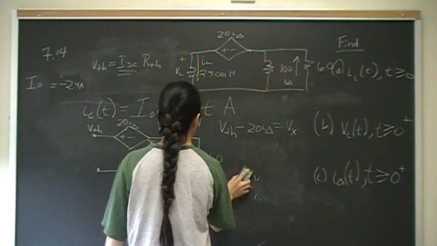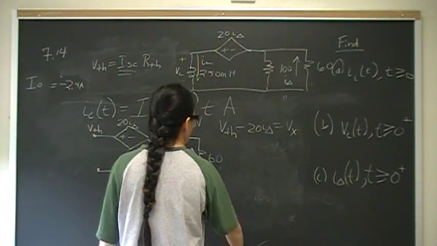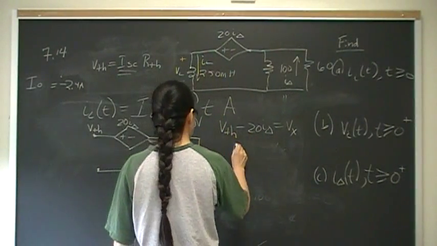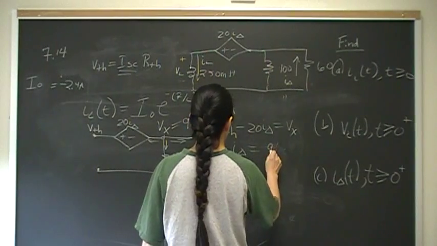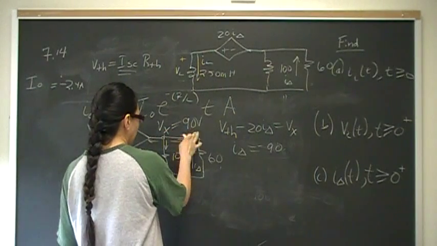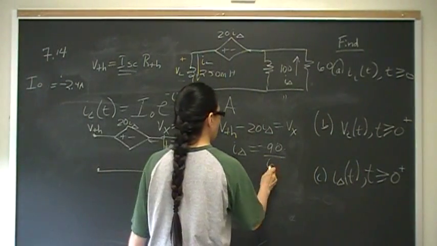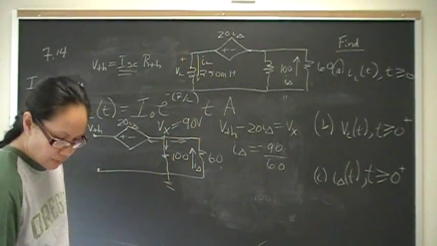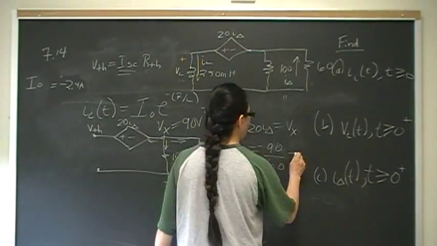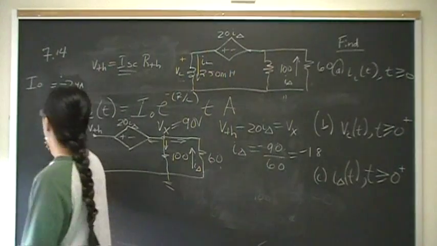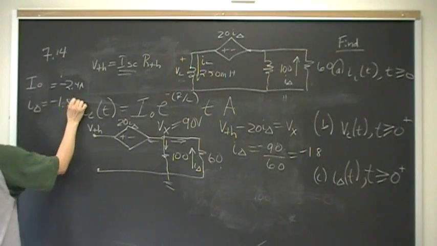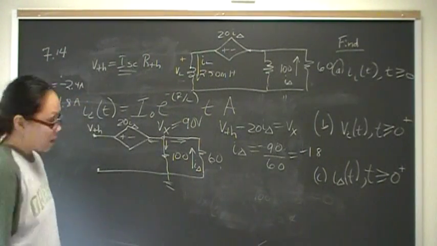So now that I know what Vx is, I can solve for V Thevenin. And also 20 I delta. So I delta is negative Vx over 60, and that's going to give me negative 90 divided by 50. That gives me negative 1.8. Let's put that over here. So I delta is negative 1.8, immediately after the switching happens, negative 1.8 amps.